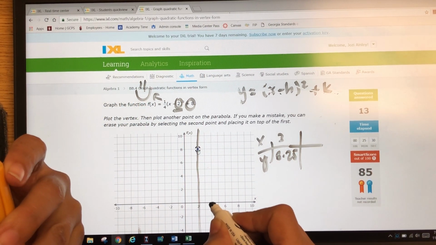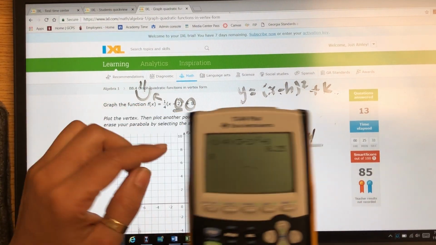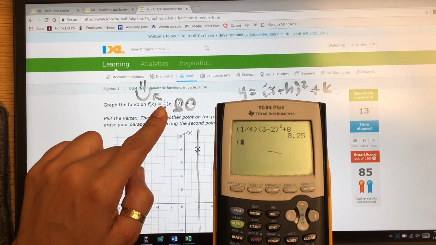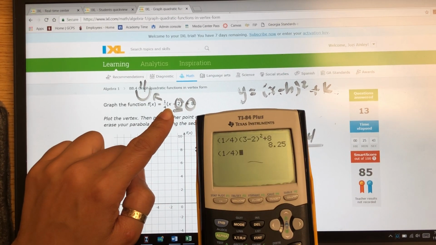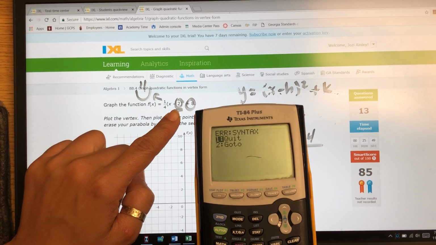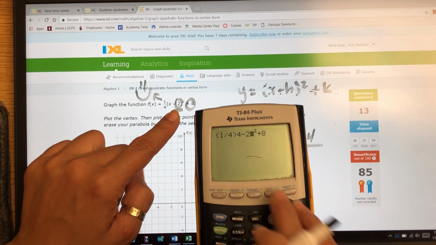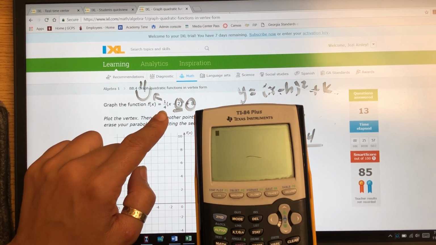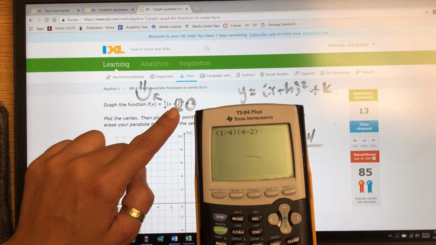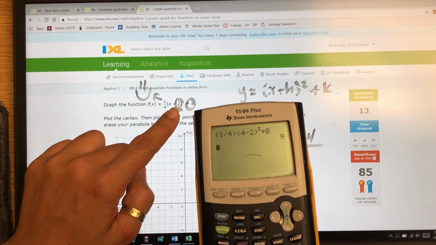Let me try 4. Okay, so now in this one, I have to be careful because I might have to do it a couple of times until I find a whole number. So 1 over 4, 1 divided by 4, close parentheses. And then I picked what number? 4. So 4 minus 2, close parentheses, squared, plus 8. Oh, what did I do? Oh, I forgot to open parentheses. All right. Open parentheses, 1 over 4, close parentheses, open parentheses, and the number I picked was 4, minus 2, close parentheses, squared, plus 8, which is 9.